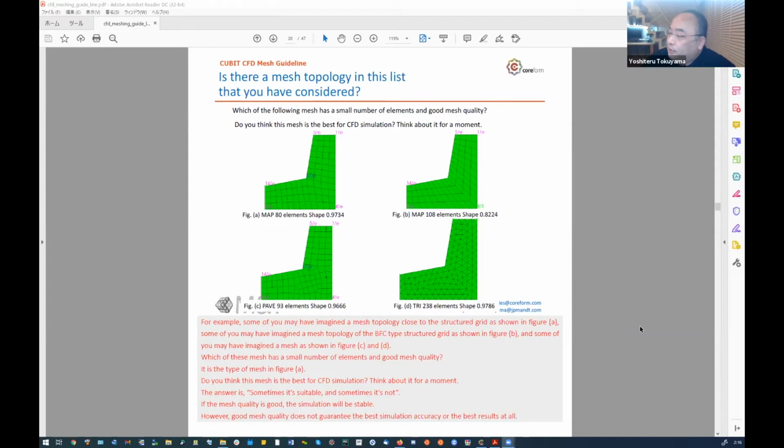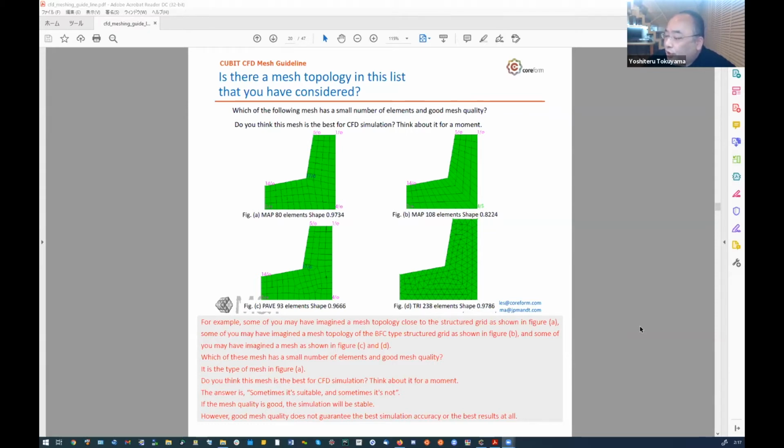For example, some of you might have imagined a mesh topology close to the structured grid as shown in figure A. Some of you might have imagined a mesh topology of the BFC type structured grid as shown in figure B. And some of you may have imagined a mesh as shown in figure C and D. Which of these meshes have a smaller number of elements and good mesh quality? It is the type of mesh in figure A.